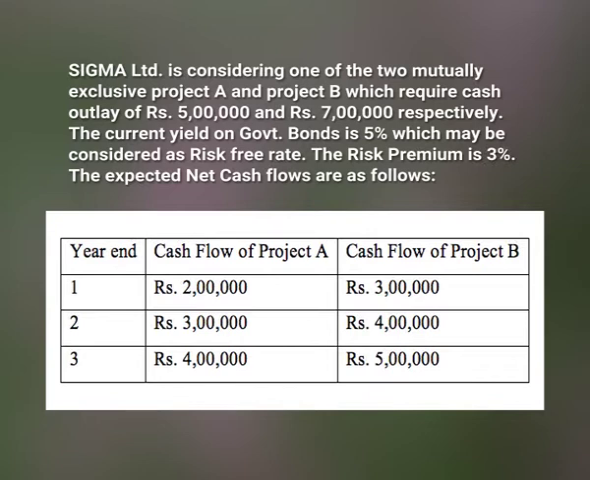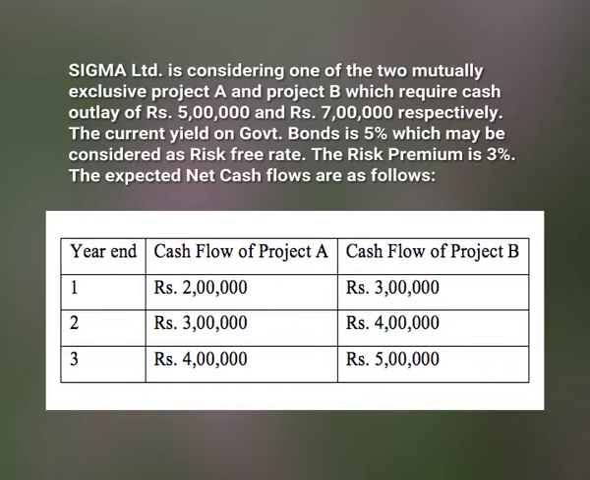We can see that 3 years are given, year 1, year 2 and year 3. Cash flow of project A and cash flow of project B is also given. For project A, we have rupees 2 lakh in the first year, and for project B, we have 3 lakh in the first year. Then in the second year, we have rupees 3 lakh for project A. Then for project B, we have rupees 4 lakh.